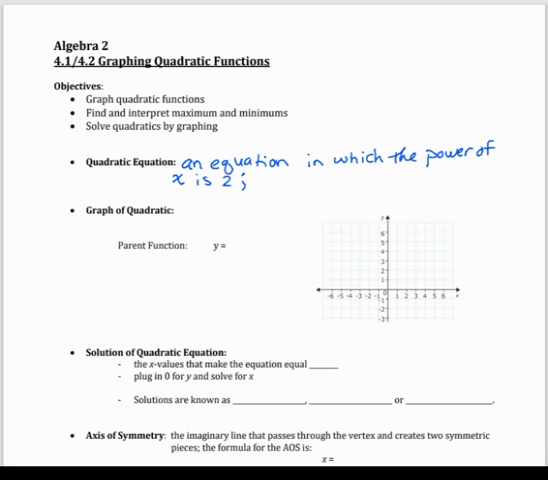Okay, remember we do not want to have any products of variables and no variables in our denominator.